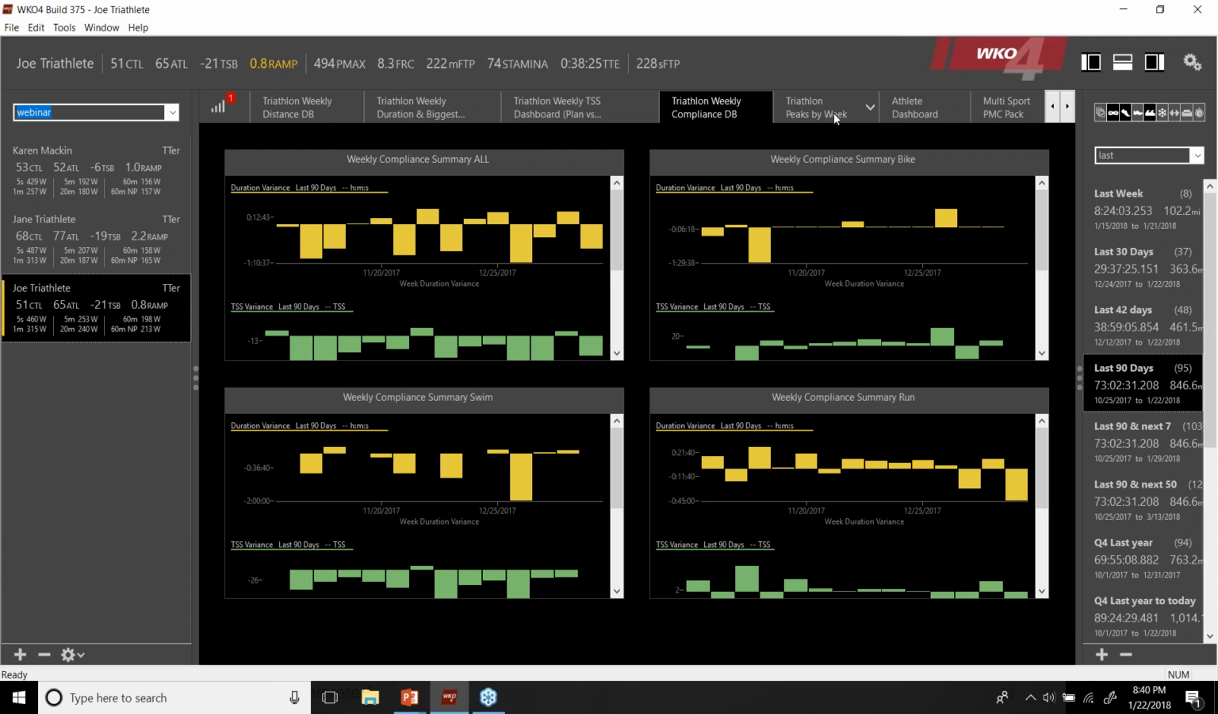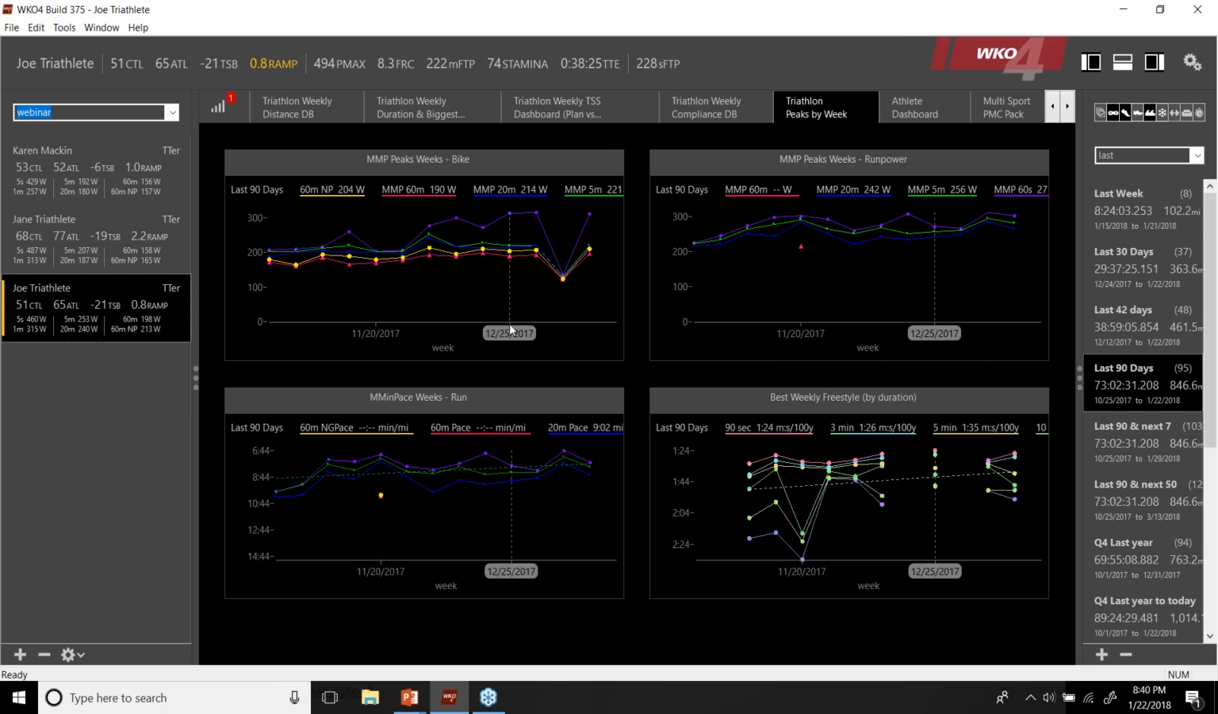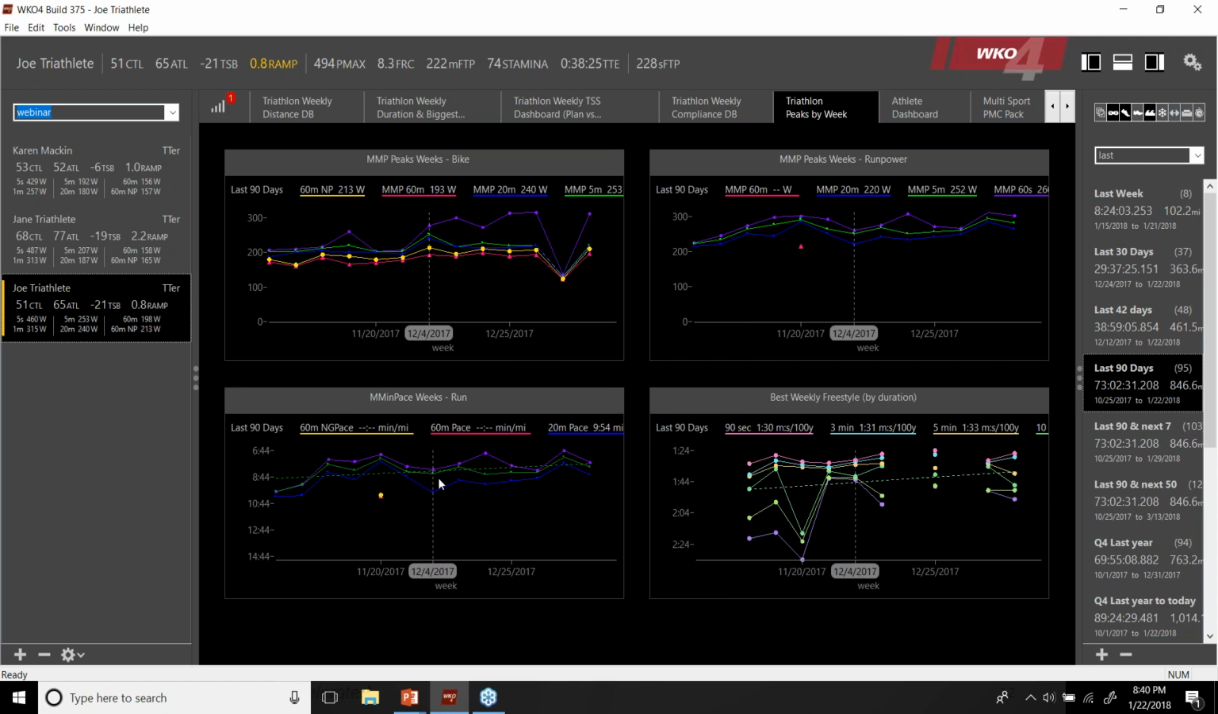And finally, this is all important: are they actually improving? Are they getting faster? So here are the peaks for the bike on power. I've got run power here. I also have mean minimal pace and am tracking that as well. I put dotted lines on a specific duration that he's been doing some specific intervals on that I really wanted to track. I wanted to see the trend, and that's what that is. You can also see some improvement here in the swim as well. So that's it for Joe Triathlete.